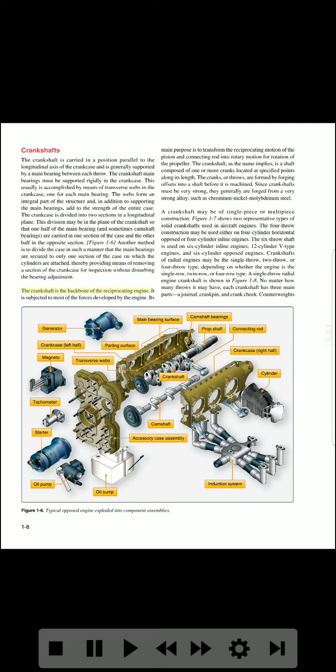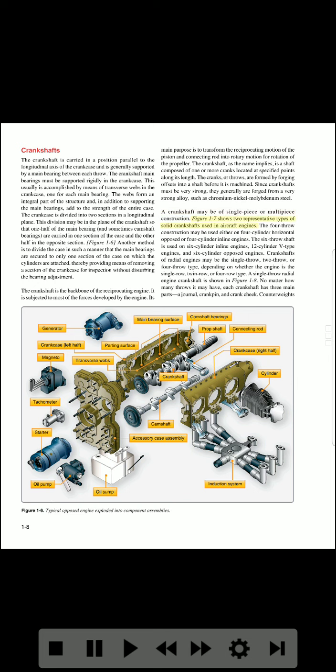The crankshaft is the backbone of the reciprocating engine. It is subjected to most of the forces developed by the engine. Its main purpose is to transform the reciprocating motion of the piston and connecting rod into rotary motion for rotation of the propeller. The crankshaft, as the name implies, is a shaft composed of one or more cranks located at specified points along its length. The cranks, or throws, are formed by forging offsets into a shaft before it is machined. Since crankshafts must be very strong, they generally are forged from a very strong alloy, such as chromium nickel molybdenum steel. A crankshaft may be of single-piece or multi-piece construction.